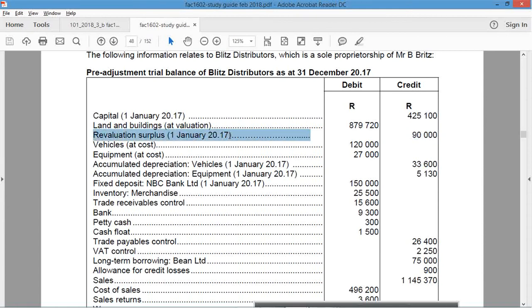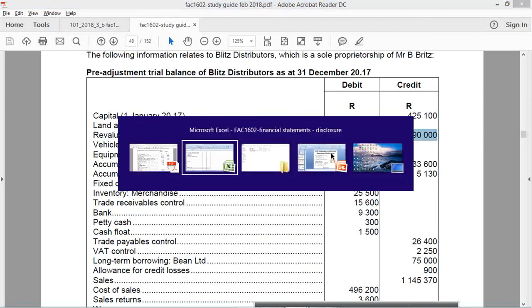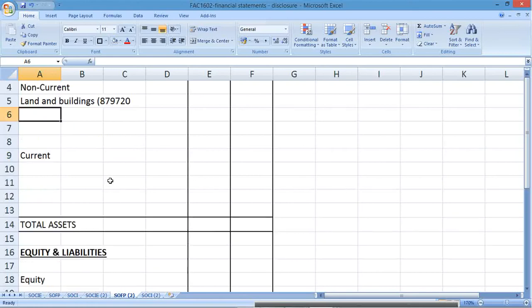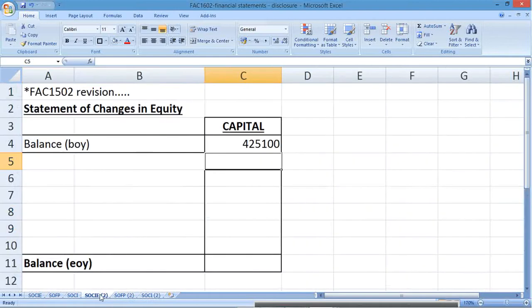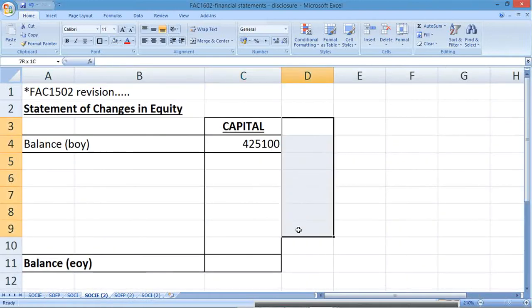So looking at that, I'm assuming that the land and buildings was probably the one that changed value. Right, because they said at valuation. And this was when? The 31st of December, which is the end of the year. But notice it's pre-adjustment, so I need to still adjust for the differences. So where am I going to put this if it's got a credit? By the capital. You should show it here in terms of equity, as part of that. And I would show it as part of the SOCI, just as an additional column.